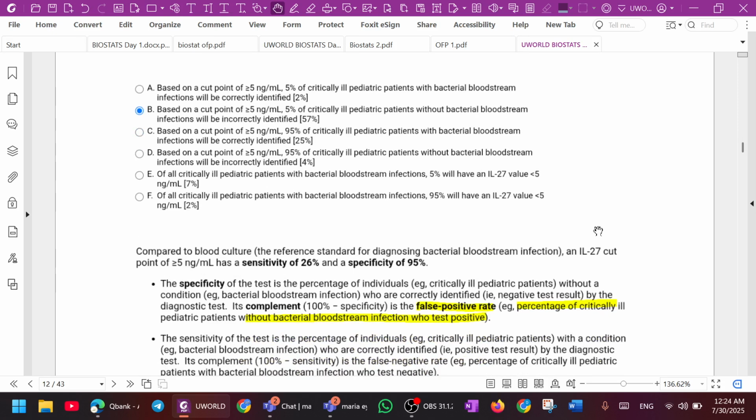The specificity of the test is the percentage of individuals, that is critically ill pediatric patients without the condition, that is bacterial bloodstream infection, who are correctly identified by a negative test result by the diagnostic test. Its complement, 100 minus specificity, is the false positive rate: the percentage of critically ill pediatric patients without bacterial bloodstream infection who test positive.